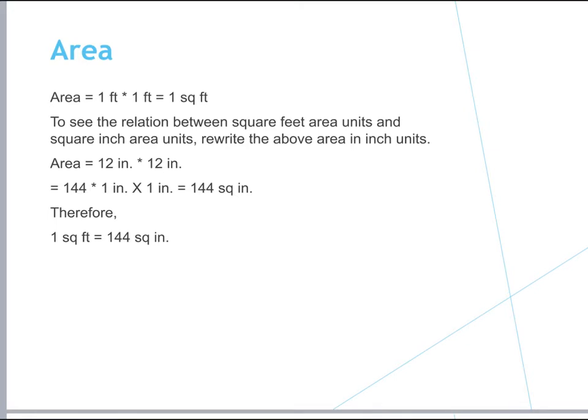To see the relation between square feet, area units, and square inch area units, we're going to rewrite that area formula from above in inch units. So we know that 1 foot is equal to 12 inches. So these are equal. So 12 times 12 is 144. Then you also have your units. So you have inch and inch. That's why these are being pulled down here. So 144 times inch is 144 square inches. So that means that 1 square foot is equal to 144 square inches.